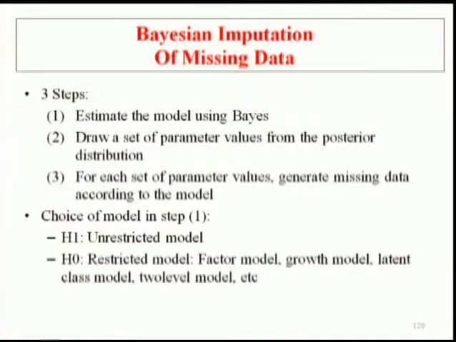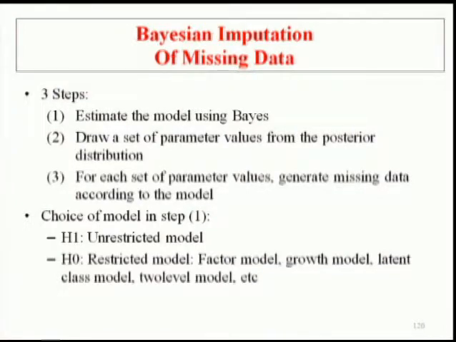So Bayesian imputation then, solution number 2 to this issue of trying to come up with an analysis that is free of biases in the missing data case. We have 3 steps. We estimate a model using Bayes, and then we draw a set of parameter values from the posterior distribution. And for each set of parameter values, we generate missing data according to the model. So for each draw of parameter values, we generate one set of data.